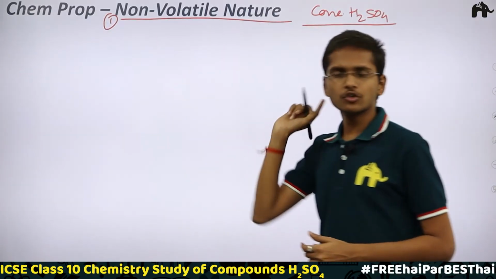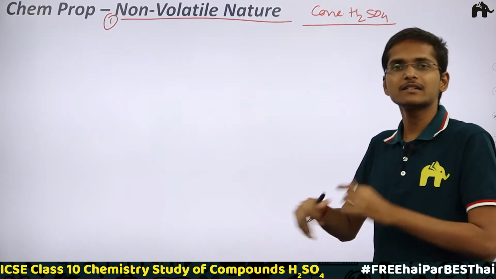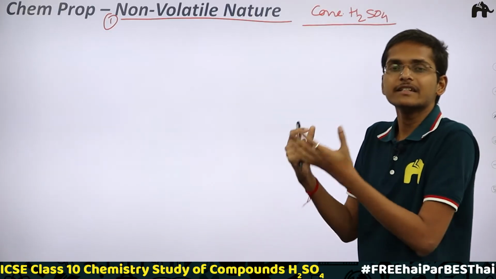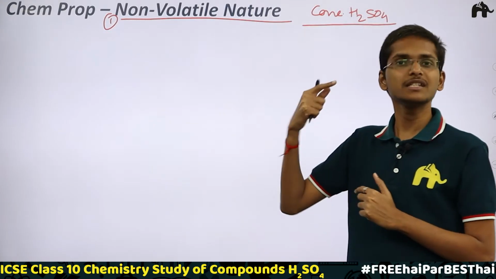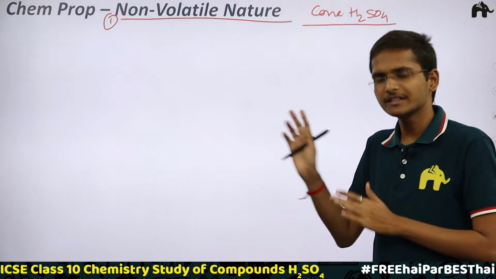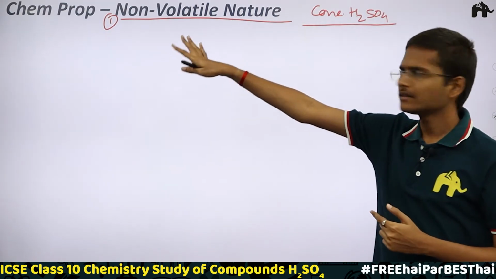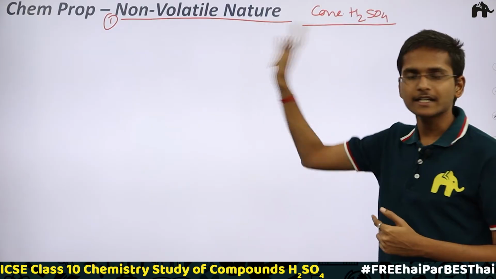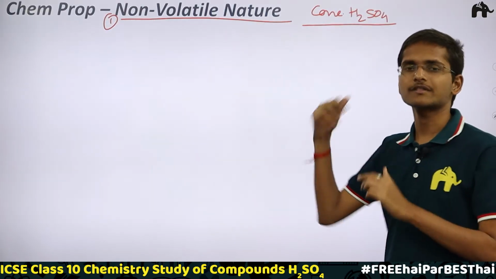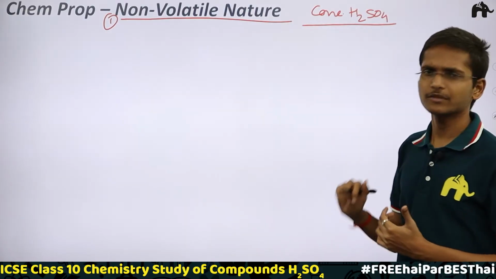Now we all know that yes, concentrated sulfuric acid is non-volatile in nature, which means that simply it doesn't get volatilized easily, it doesn't get converted into its vapors easily. This simply means that its boiling point is higher. That's the reason it doesn't get converted into its vapor easily, and that's why we call it non-volatile. This simple logic we already know. We have studied it in acids, bases, and salts as well. But I have just given you a recap here.